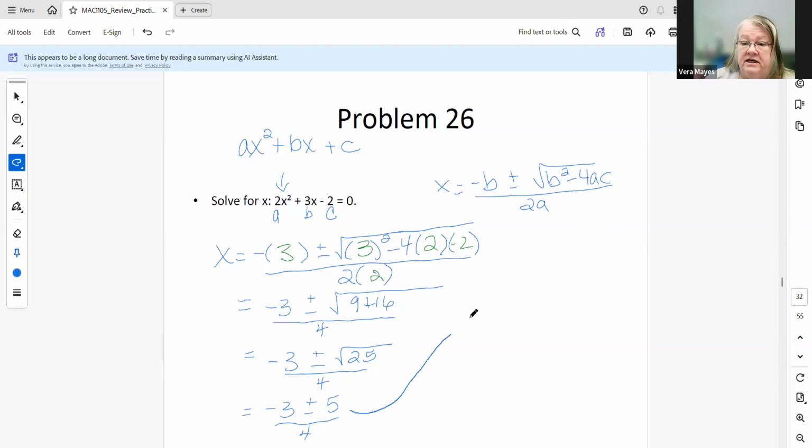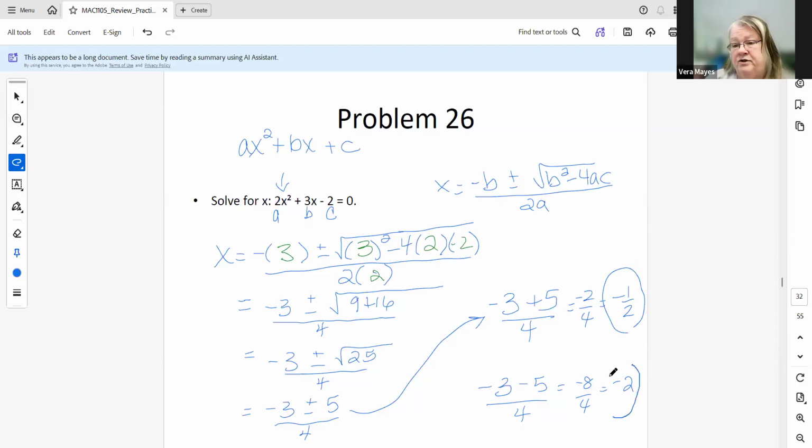So now if I look at this, I need to break it apart to give me my two answers, -3 plus 5 over 4, -3 minus 5 over 4. So this gives me a -2 over 4, which if you put it in your calculator or you reduce the top and bottom by 2, you get this. This gives me a -8 over 4. Negative divided by positive is negative, and -8 divided by 4 is 2. So here are my two solutions for this quadratic.